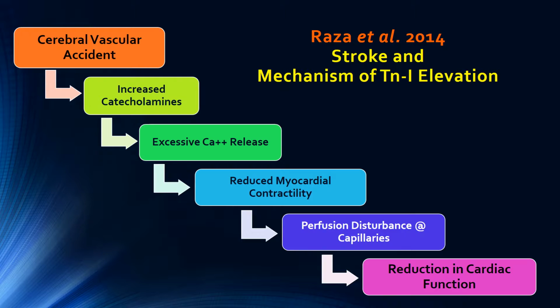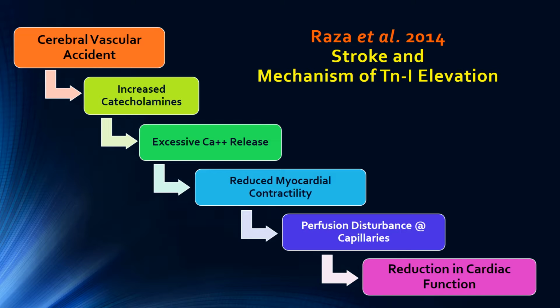So you have the initial insult. This leads to an increase in catecholamines. The increase in catecholamines leads to an excessive calcium ion release. This induces a number of adverse events within the cardiomyocytes, leading to activation of calcium ion sensitive proteases, which may disrupt the membranes, the organelles, as well as the cytoskeleton of the myocardial, leading to overall damage and necrosis of the myocytes, leading to the release of the troponin and the elevation within the biomarkers.